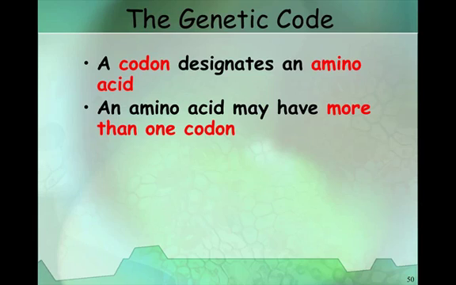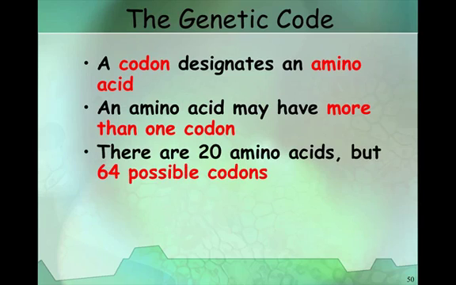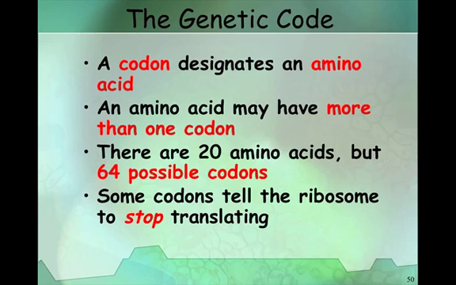An amino acid may have more than one codon. There are 20 amino acids possible, but 64 different codons for those 20 amino acids. Some codons tell the ribosome to stop translating, and as we recall from the previous notes, AUG is the start codon.